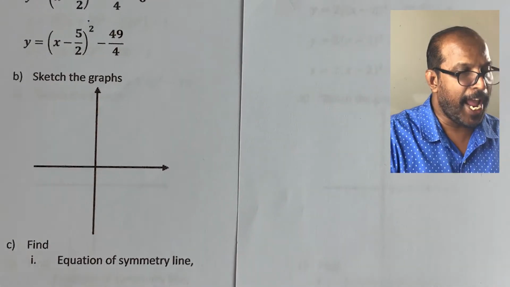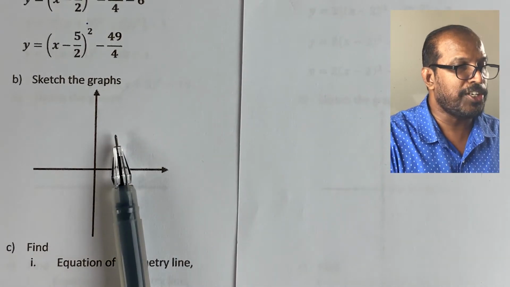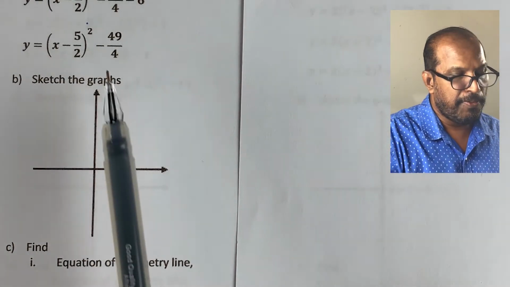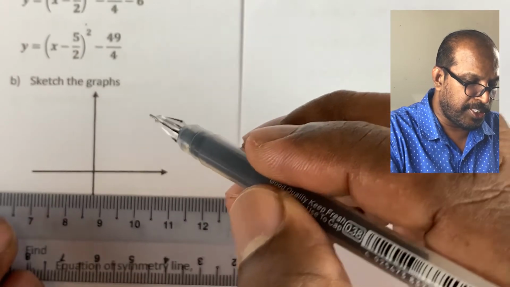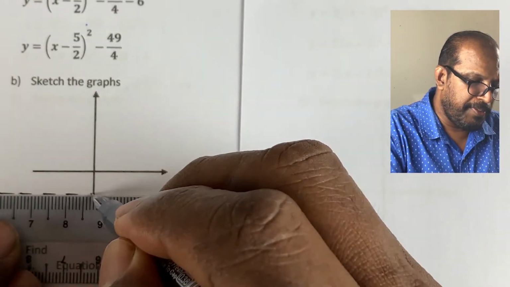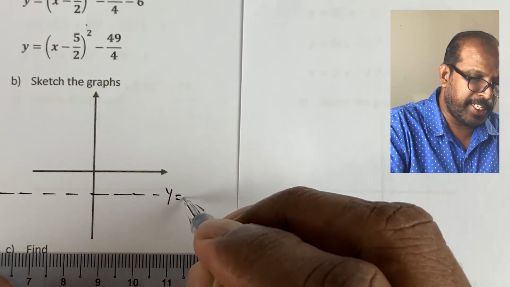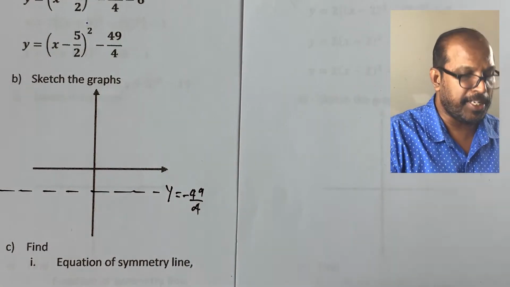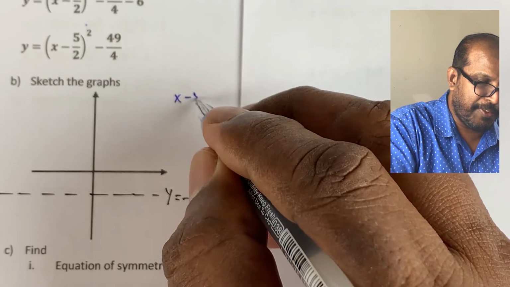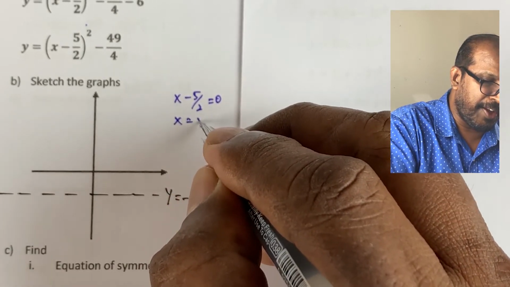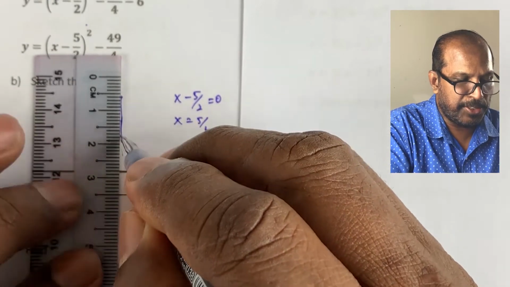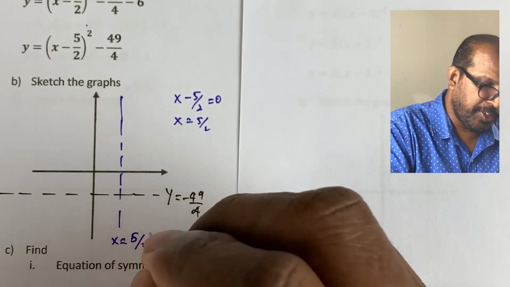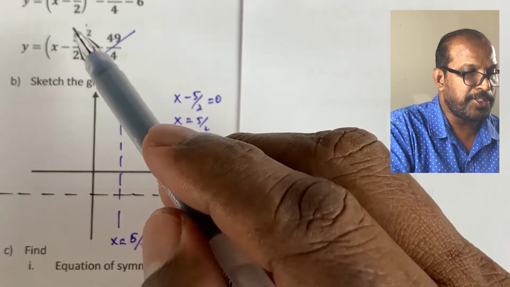We already explained how to sketch a graph. Now look at this one. y equals negative 49 over 4 is somewhere here. We name this line y equals negative 49 over 4. Then anything in the bracket, you make it equal to 0. That means x minus 5 over 2 equals 0, so x equals 5 over 2. So this is the line where x equals 5 over 2.